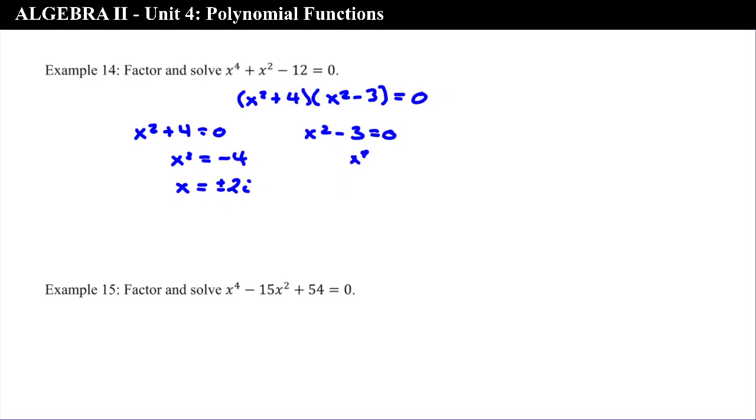On this one, we got x squared equals 3. You take the square root of both sides, you get x equals plus or minus the square root of 3. The highest power in this polynomial was 4, and we ended up with 4 answers. Two of our answers are positive 2i and negative 2i, and the other two answers are positive square root of 3 and negative square root of 3. So altogether we have 4 answers. 2 imaginary, 2 real.